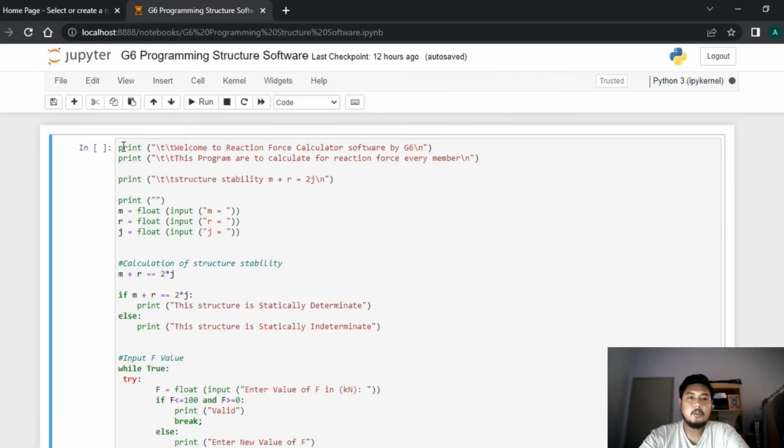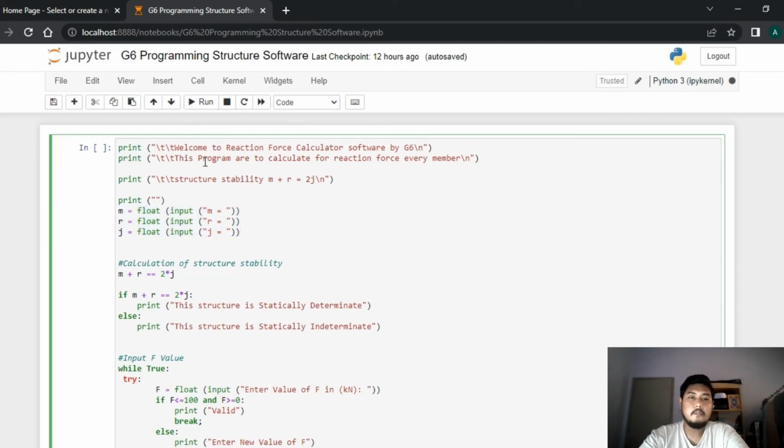In order to notify the user, we have displayed the statement of welcome to reaction force calculator software by Group 6. We also inform the user that the program is to calculate the reaction force of every member. So we go straight to the point that we are going to start with the determination of stability of structure. The parameters that we need are member, reaction, and joint, represented by M, R, and J.